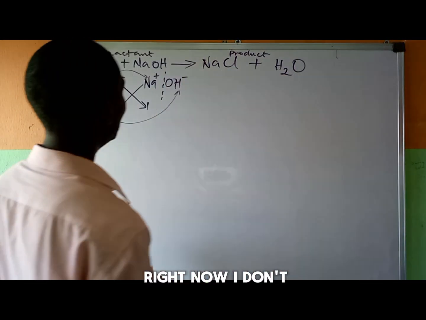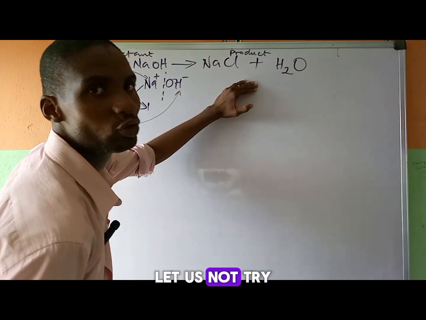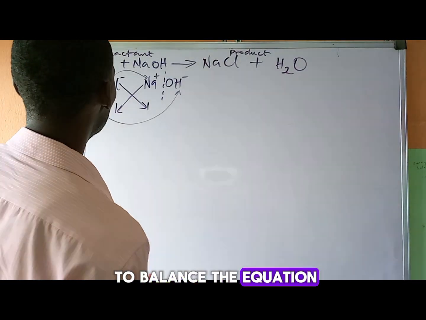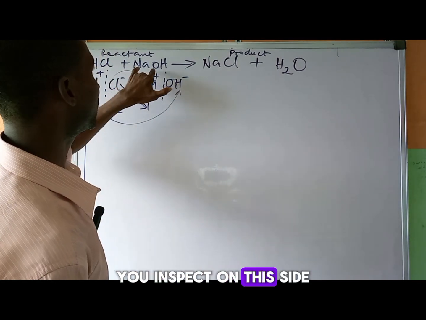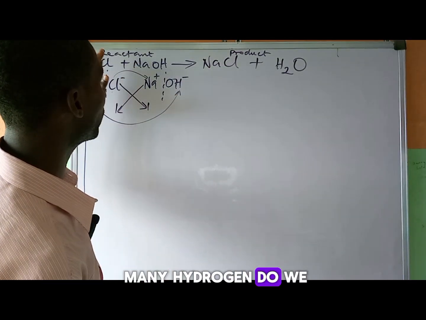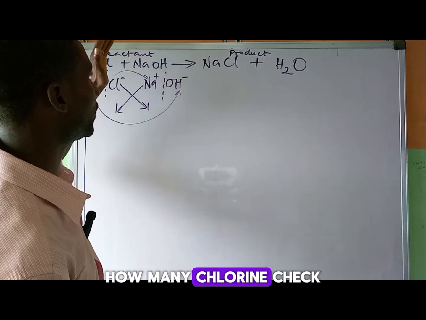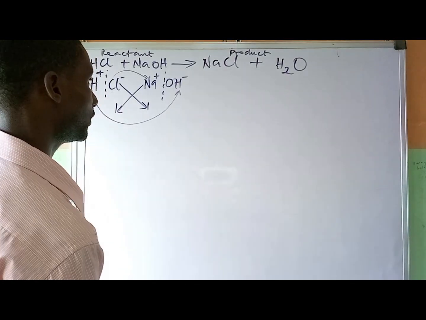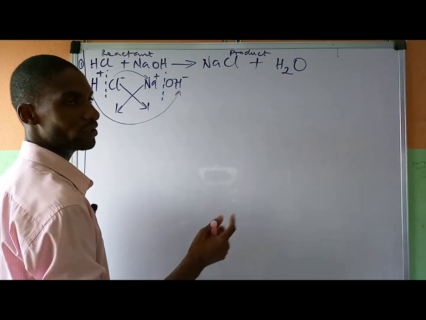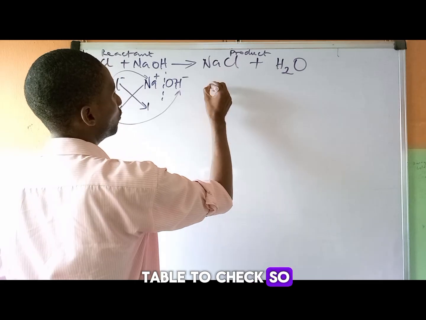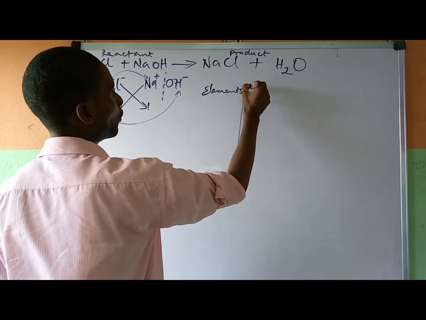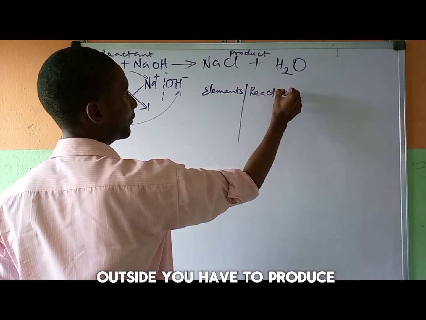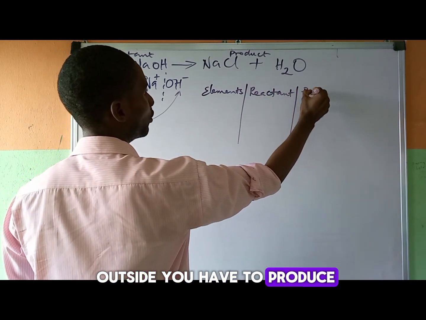Right. Now, having done that, let us try to balance the equation. You can balance by inspection. You inspect this side: how many hydrogen do we have on this side, how many chlorine, check for it. The same on this side. So let's have a table to check. You have elements, the reactant side, and the product side.